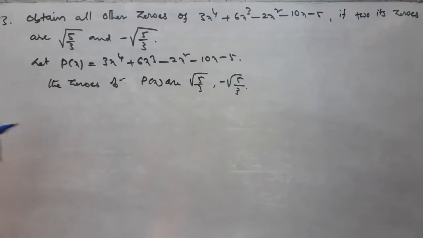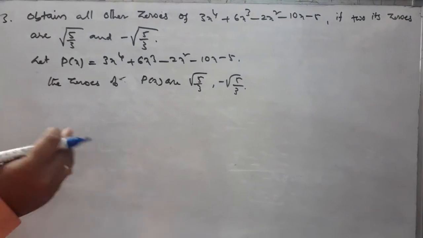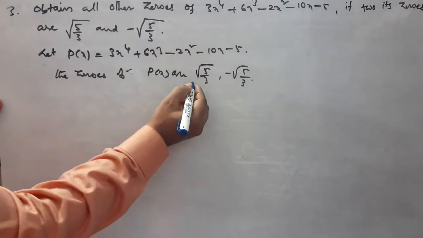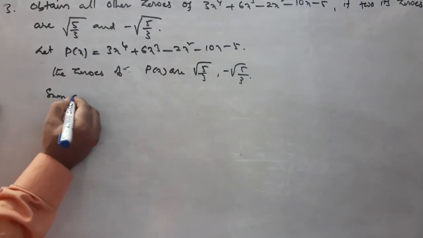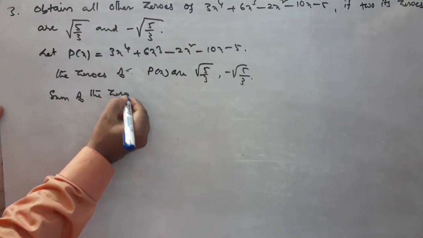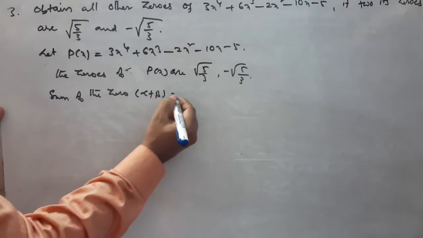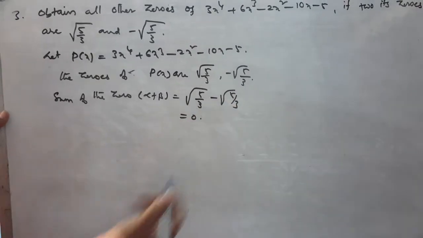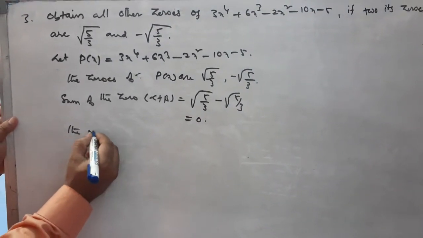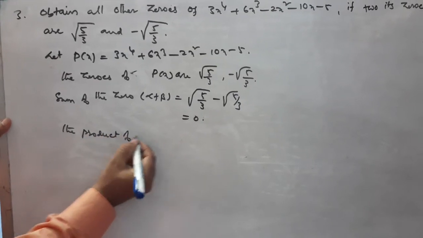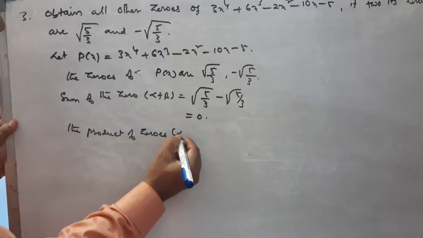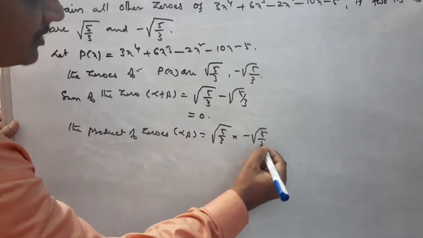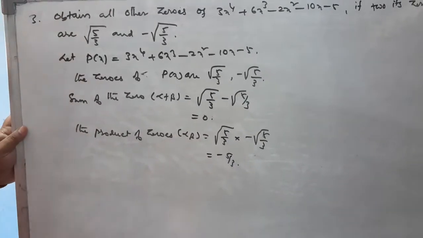Now I am taking the quadratic polynomial whose zeros are root 5 by 3 and minus root 5 by 3. Let them be alpha and beta. Sum of the zeros, alpha plus beta, is equal to under root of 5 by 3 minus under root of 5 by 3, that equals 0. The product of zeros, alpha beta, is equal to under root of 5 by 3 into minus under root of 5 by 3. We will get minus 5 by 3.